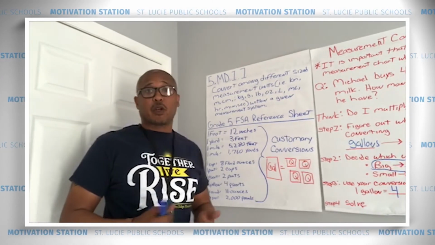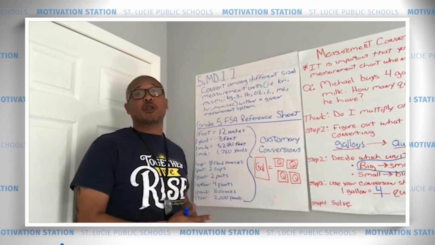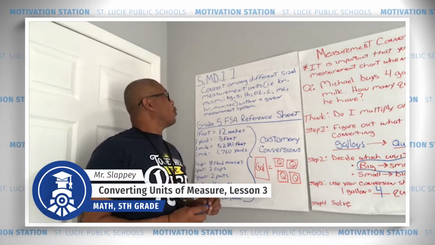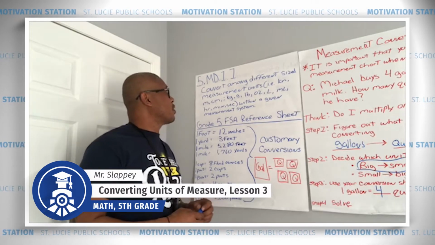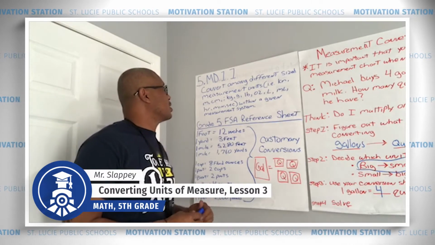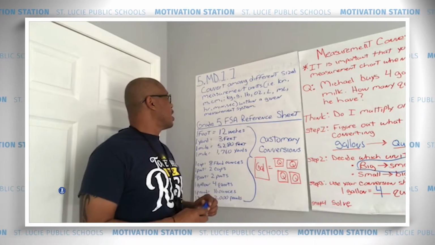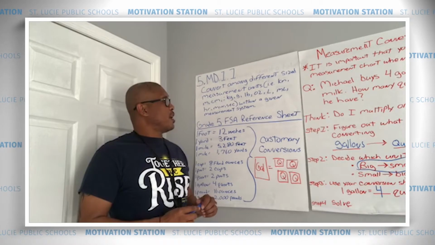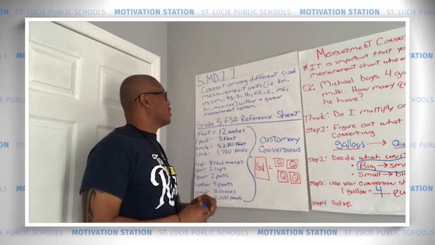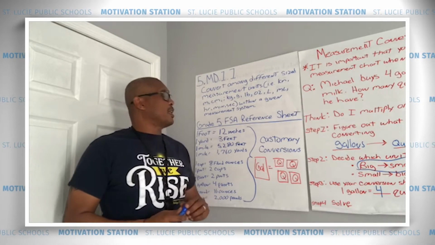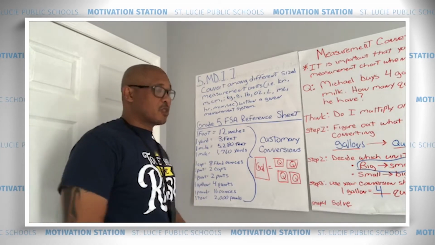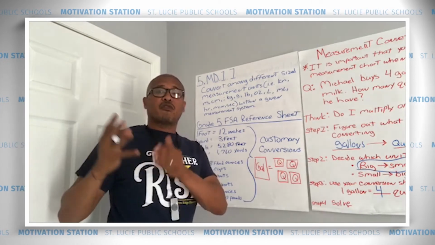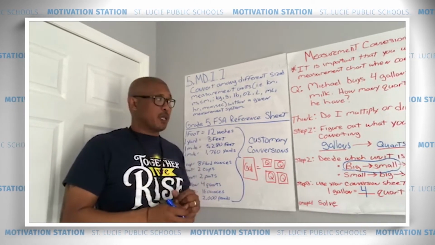Today's lesson, we're actually going to be converting units of measurements, and that is 5.MD.1.1, which is convert among different size measurement units. For example, kilometers, meters, centimeters, kilograms, grams, pounds, ounces, liters, milliliters, hours, minutes, seconds, within a given measurement system. But again, in a nutshell, what we're going to be doing is converting units of measurement.